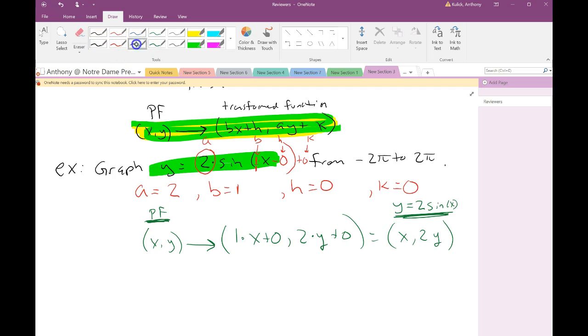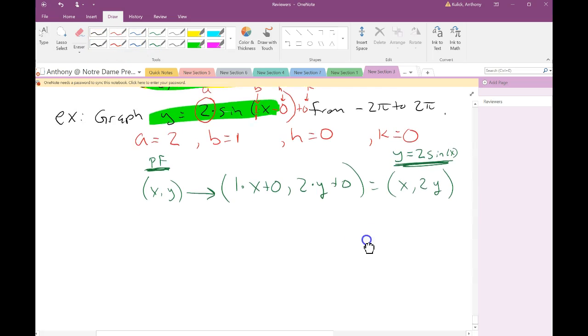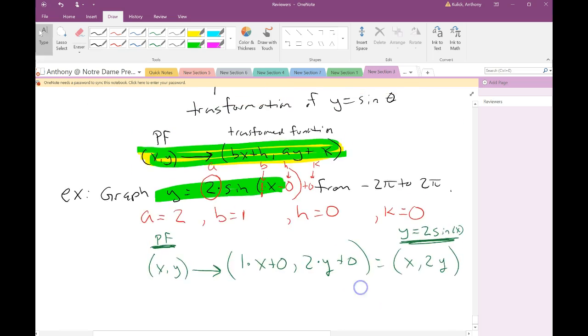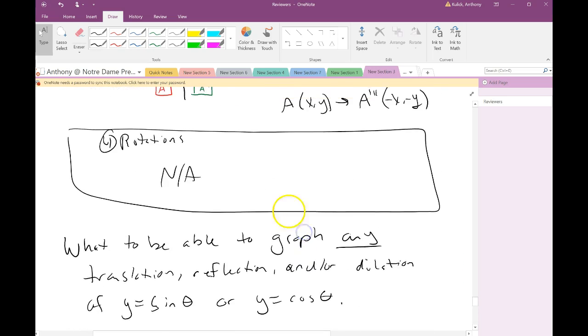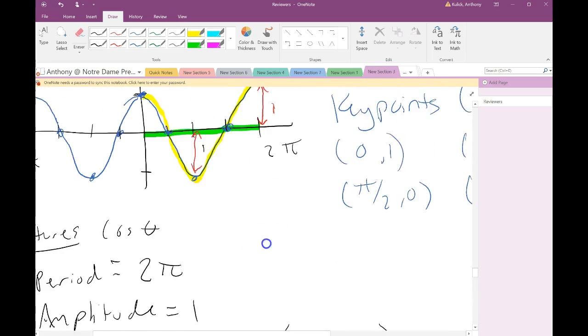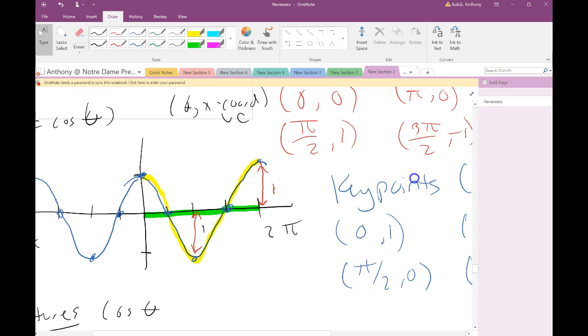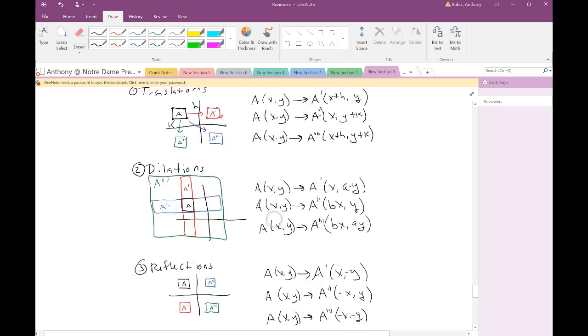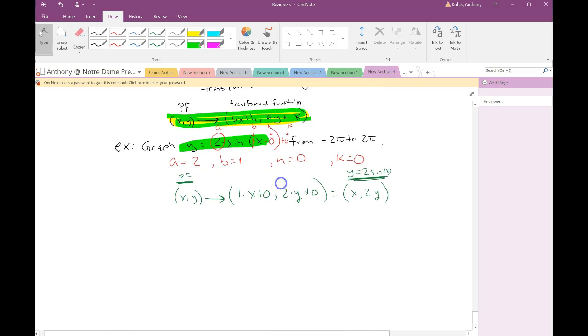So what I'm going to do now is go back and remember what the key points for sine were. If we go all the way back to the very beginning, we have the key points for sine. I'm just going to copy those now down in the space where we were working.